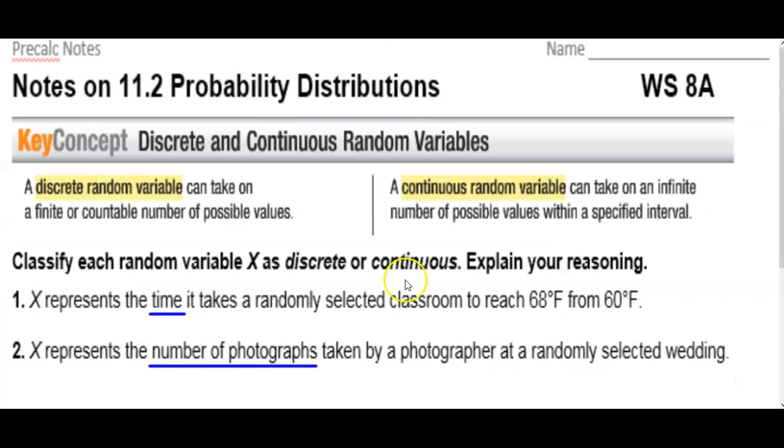All right, two more examples off the top of your worksheet. It says the time it takes for our classroom to go from 68 down to 60 if we turn the heat off, and that would be continuous because we could say it took about an hour, or 57 minutes, or 56 minutes and 32 seconds, whatever. Number of photographs taken by a photographer at a wedding, that would be discrete because you would have a whole number of photos. You wouldn't have half of one.